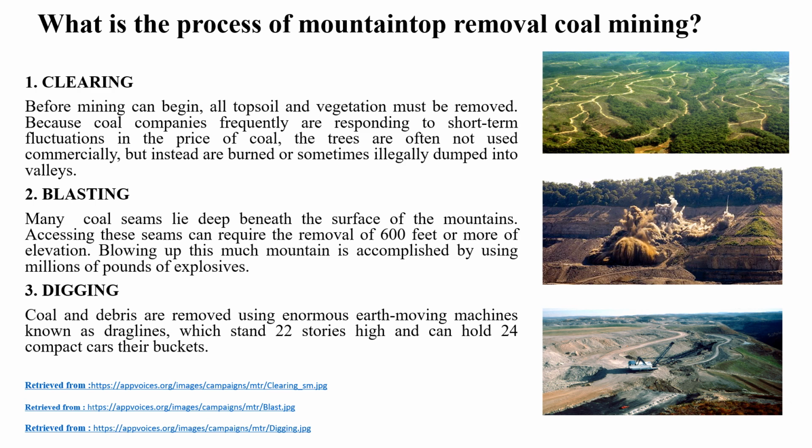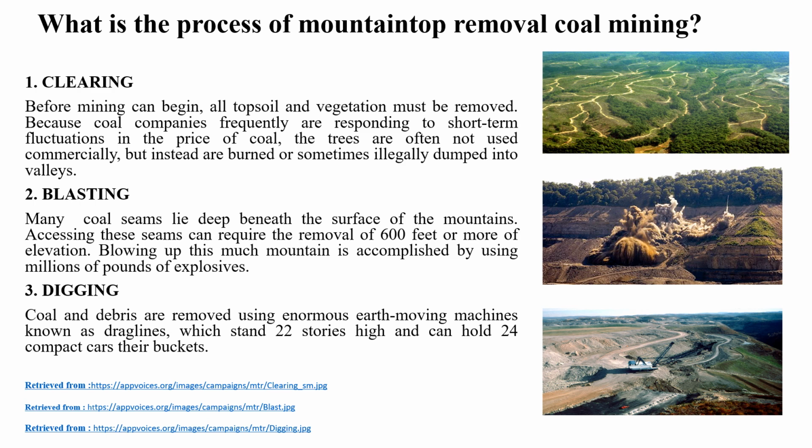One is clearing. Before mining can begin, all topsoil and vegetation must be removed. Because coal companies frequently are responding to short-term fluctuations in the price of coal, the trees are often not used commercially, but instead are burned or sometimes illegally dumped into valleys.